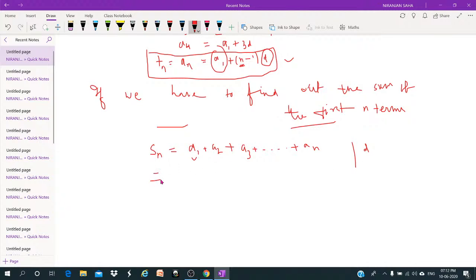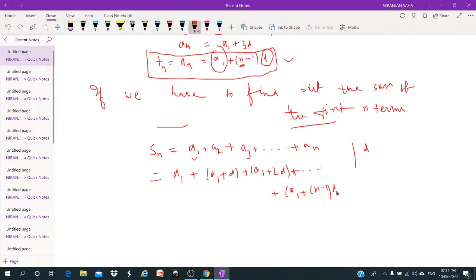A1 is equal to A1, but A2 is equal to A1 plus D. A3 is equal to A1 plus 2D. In this way, the nth term is equal to A1 plus (n minus 1) D.